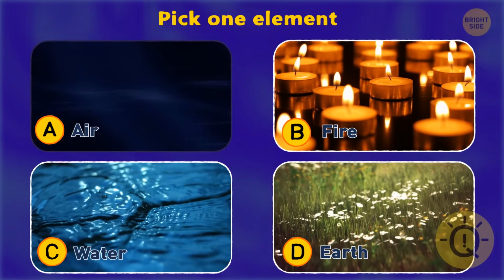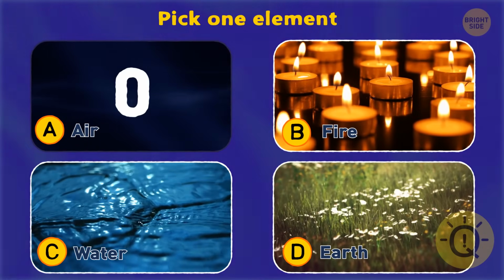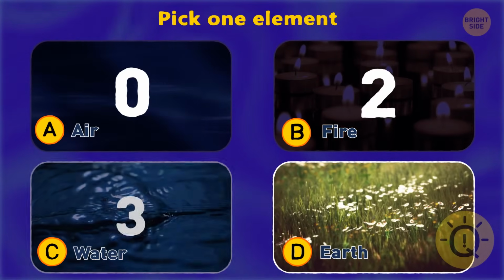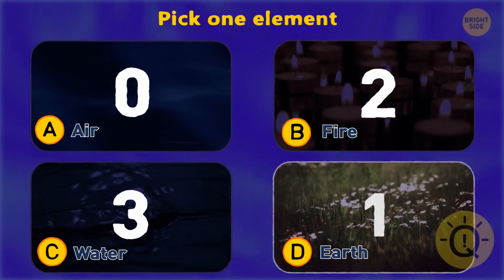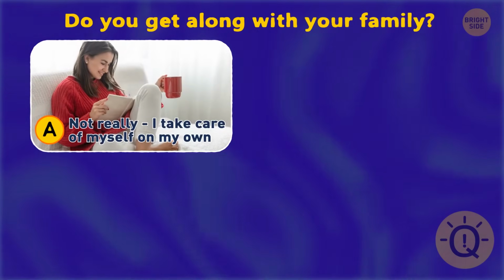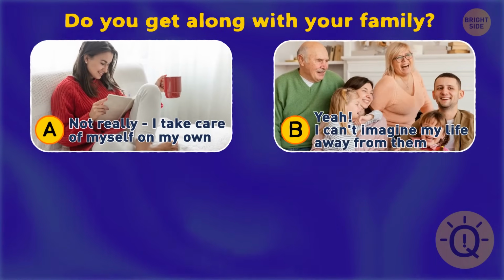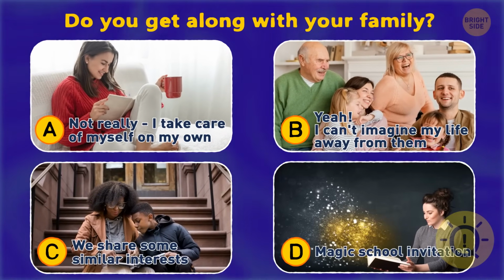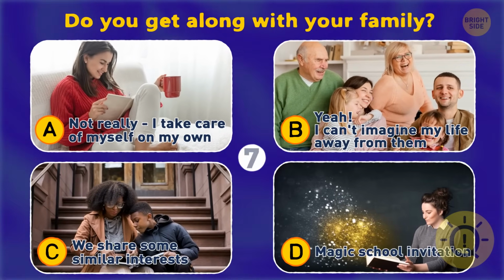If you chose A, add 0 points to your score. Option B adds 2 points. Option C is worth 3 points. And answer D brings you 1 point. Do you get along with your family? Not really. I take care of myself on my own. Yeah, I can't imagine my life without them. We share some similar interests. Well, let's just say I'm still waiting for my magic school invitation.